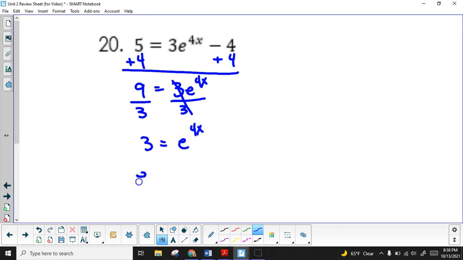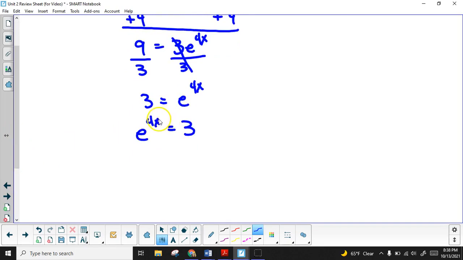I'm going to switch it just because I like to have my variable on the left. e to the 4x equals 3. Now since we're trying to get x by itself and it is in our exponent, we need to get rid of this base e. The inverse of e is natural log. So we're going to take the natural log of both sides. So that's natural log of e to the 4x equals the natural log of 3. Then here our natural log and our e cancel each other out. 4x equals the natural log of 3.